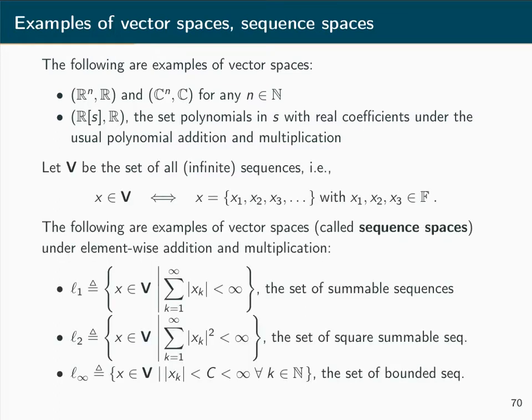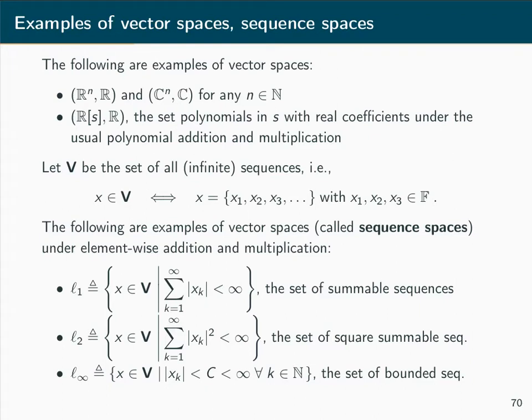Another important class of vector spaces are sequence spaces. So spaces where the set of vectors V consists of infinite sequences. This means that a vector that we denote with x, so an element of the vector space, is actually an infinite sequence of numbers. And these numbers are elements of the field, so they can be either real or complex numbers. Sequence spaces actually make up a whole family of vector spaces. And here are three important examples.